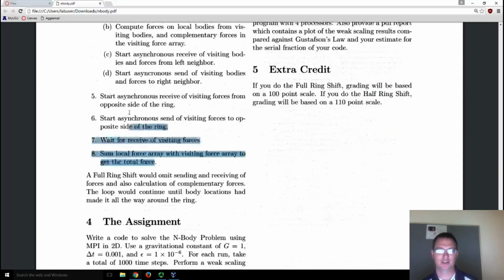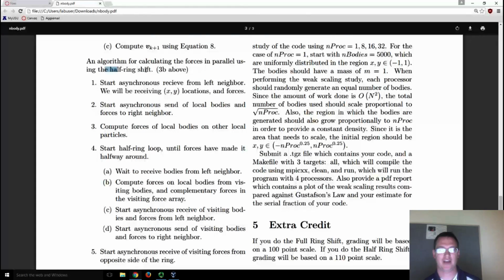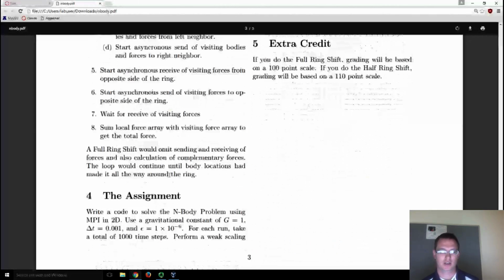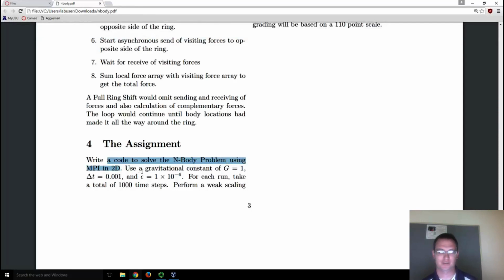So this is a pretty difficult problem. I've written this down for a half ring shift, and then a full ring shift would omit certain parts of the algorithm. But your assignment is to write code to solve the n-body problem using MPI in 2 dimensions. We're not doing 3 dimensions.